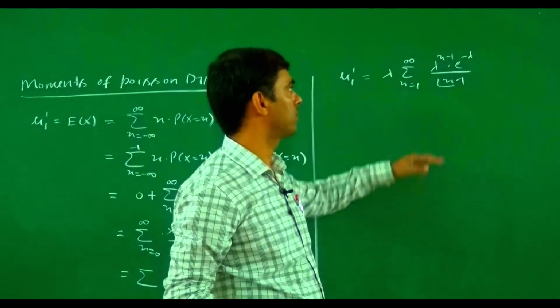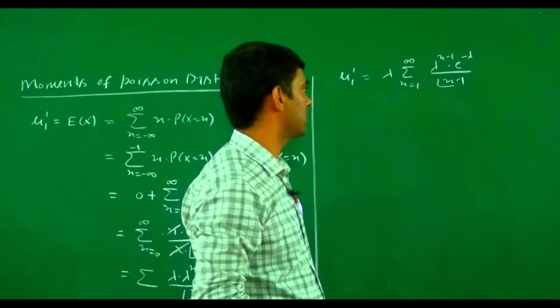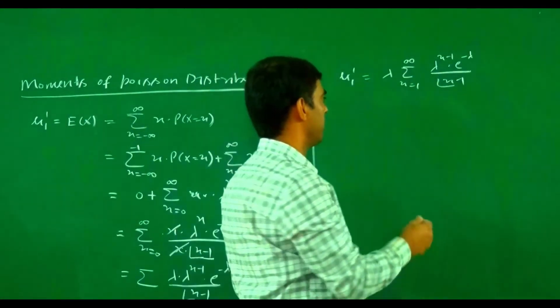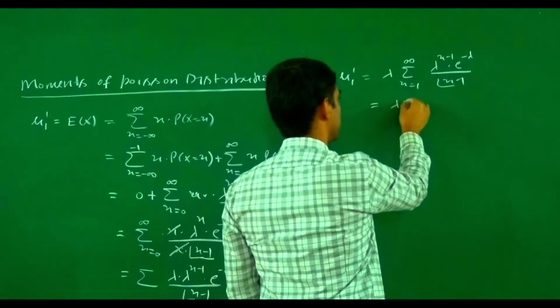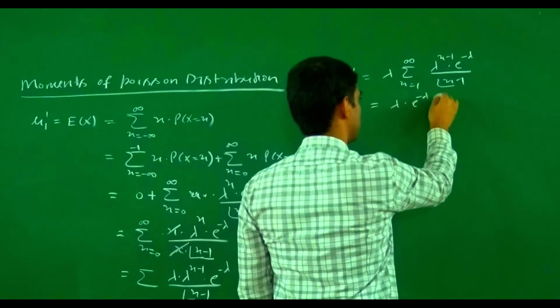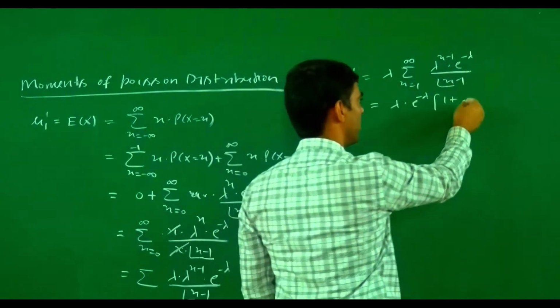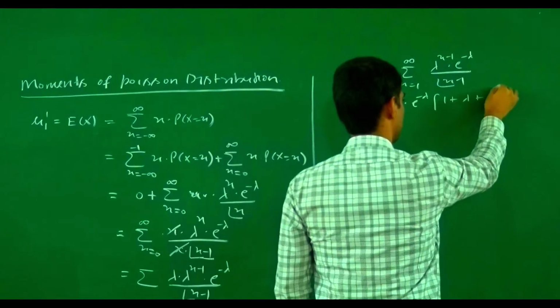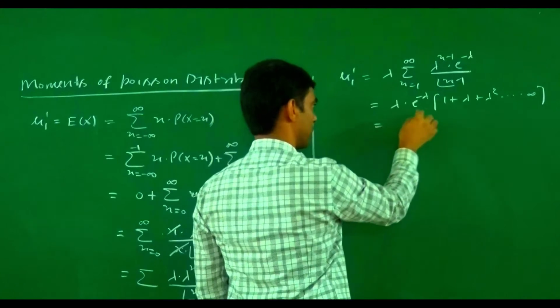Again this one, summation x equal 1 to infinite e to power minus lambda, lambda to power x, equals 1. For the sake of simplicity, here we write lambda into e to power minus lambda outside, and here this becomes 1 plus lambda square up to infinite number of terms. So what is the value for this one?